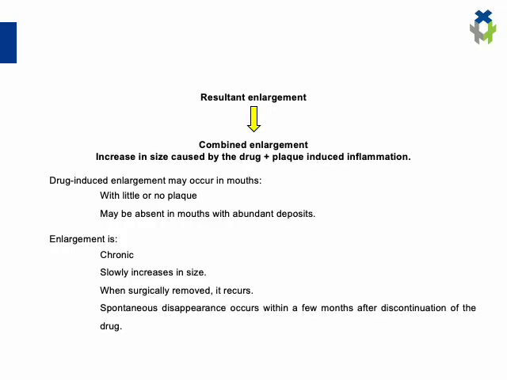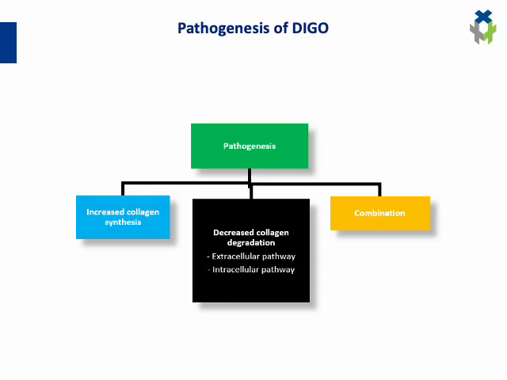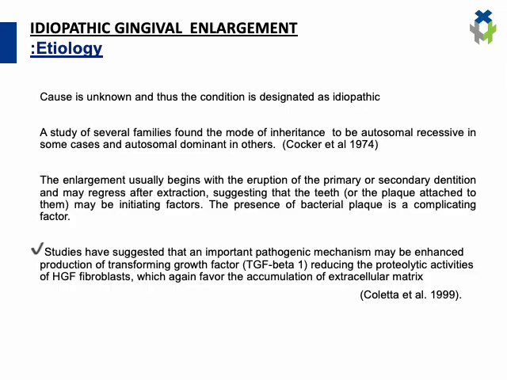Drug-induced gingival enlargement may occur in a mouth with little or no plaque, or may also be seen in a mouth with the absence of abundant deposits. Enlargement is chronic, slowly increases in size, and if surgically removed it may recur. The pathogenesis of drug-induced gingival enlargement is due to increased collagen synthesis, decreased collagen degradation, or a combination of both.